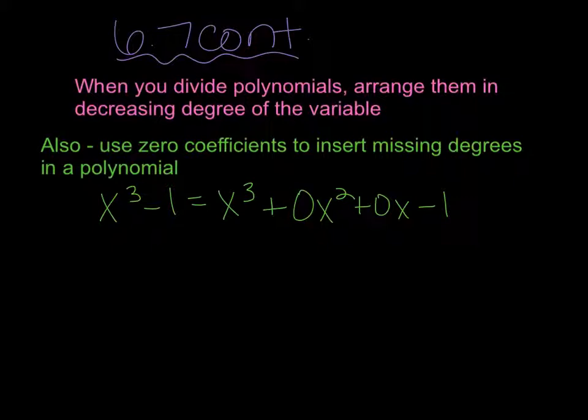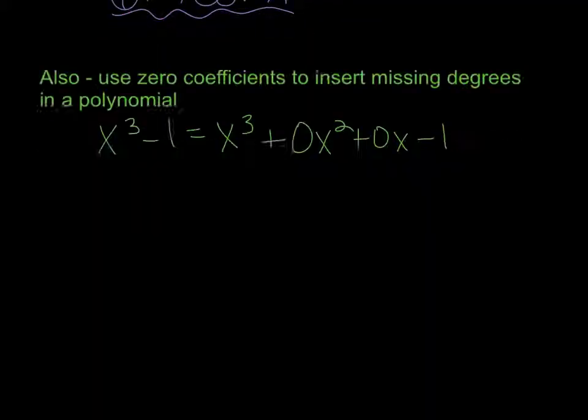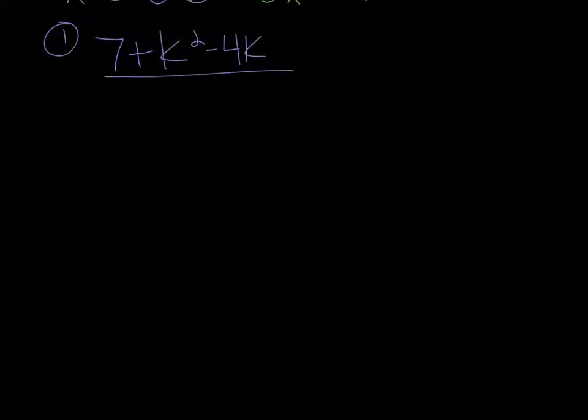Everything else is the same. The process is the same. The dividing is the same. All of that good stuff. Okay, ready for some examples? Excited? Yes? All right. Number 1. 7 plus k squared minus 4k over k minus 5.